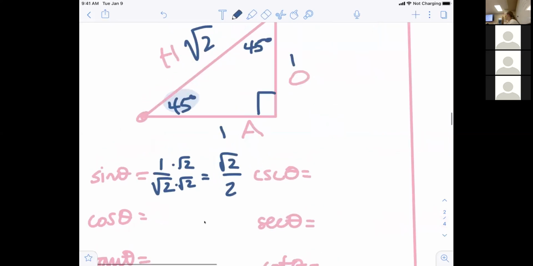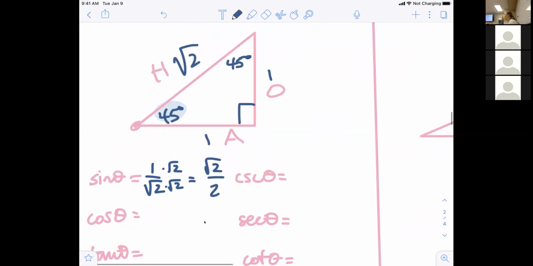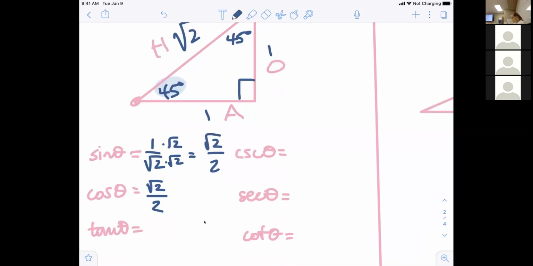What's my cosine? The same thing. You can write root 2 over 2 because you did all the work already, or you can do the work again if you want to prove to yourself why that works. But cosine and sine are the same in a 45, 45, 90 triangle. And then what's tangent going to be? 1. Very good.